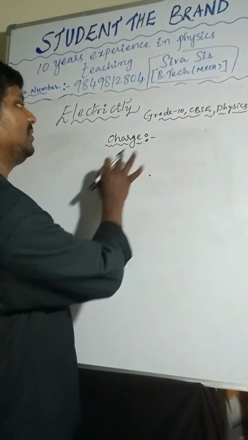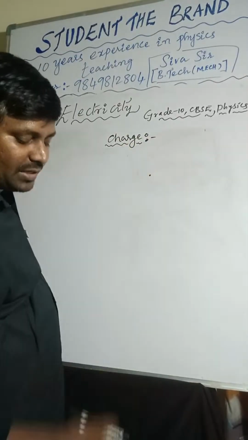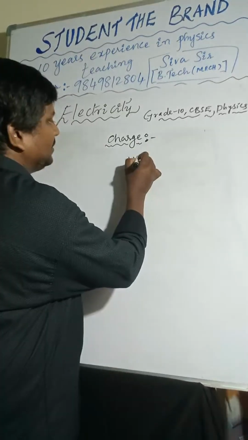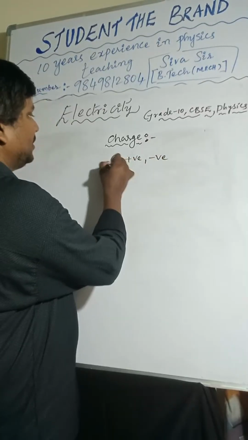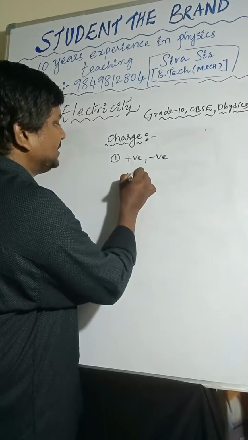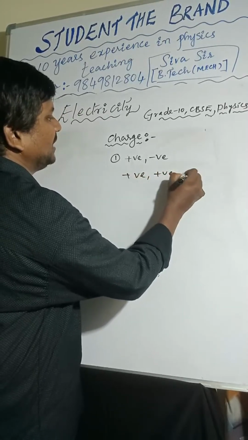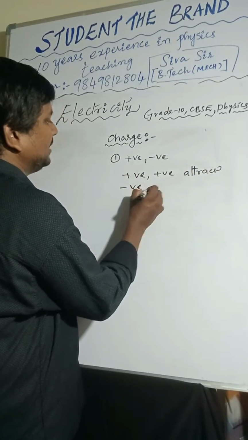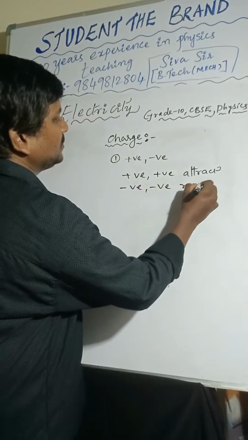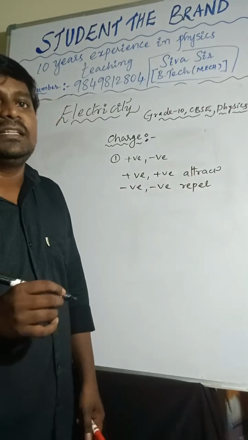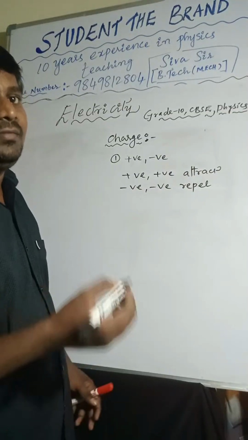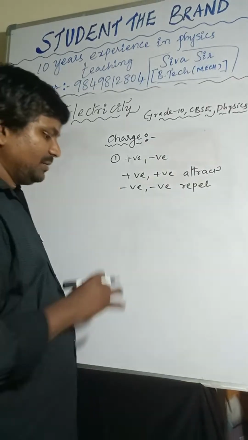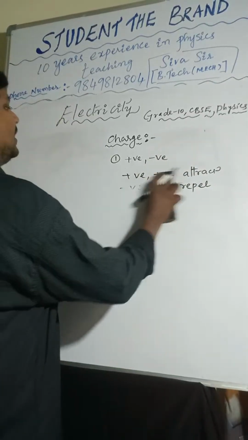Around it there will be positive charge and negative charge. There are two types of charges. Positive charge and positive charge will repel, whereas positive charge and negative charge will attract. So like that we can take. Those are the types of charges, how they attract and how they repel. So it depends.